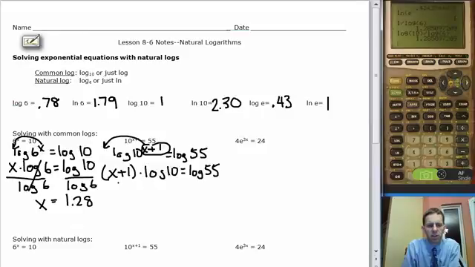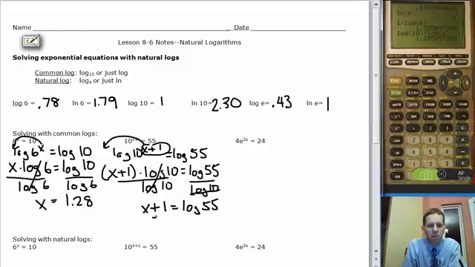Because we're trying to solve for x, you could divide both sides of the equation by log of 10. That's fine, but the nice thing about dividing by log of 10 is that log of 10 is equal to 1. So really, log of 55 divided by log of 10 is log of 55 divided by 1. Anytime you see log of 10, you can essentially just cancel it out because it's 1. So really all we have here is x plus 1 equals the log of 55.